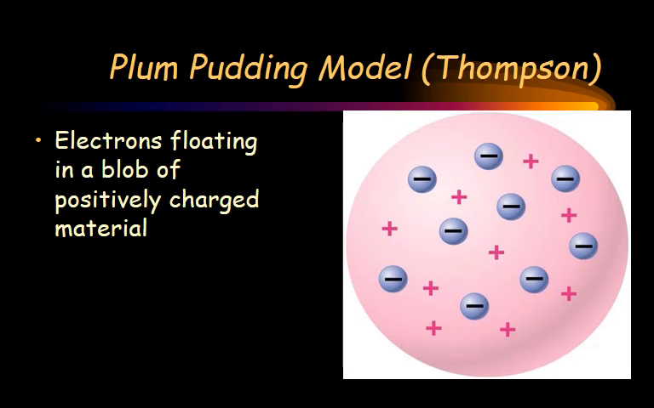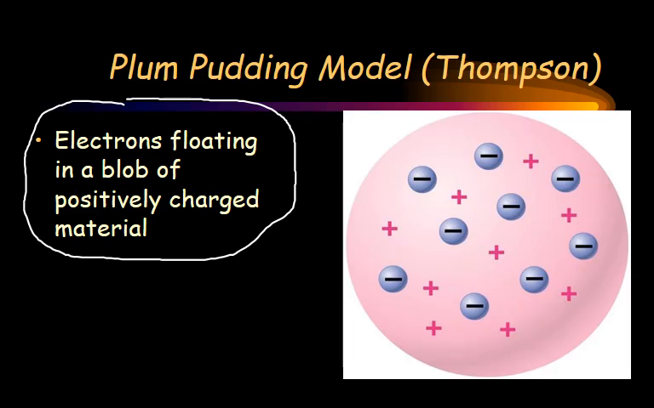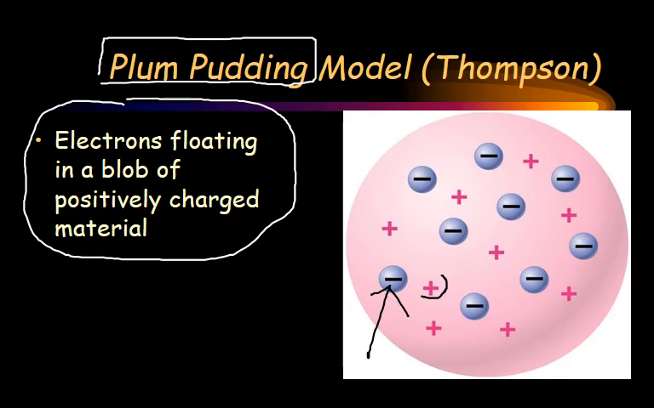So his model is the plum pudding model, and you've probably seen this before. Electrons floating in a blob of positively charged material. The reason they call it plum pudding is because they, I guess, had pudding, and inside the pudding they had plums, and so the analogy here is that these electrons are plums inside a positively charged pudding, and the whole pudding is positively charged, and then you have these little electrons that are like plums floating around, and can go from one plum to the other, or one pudding to another.